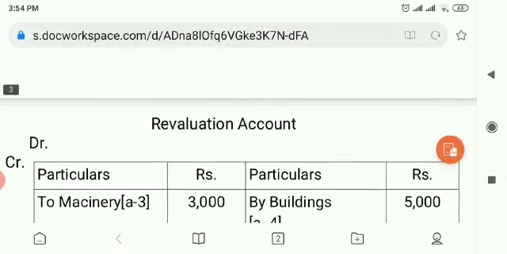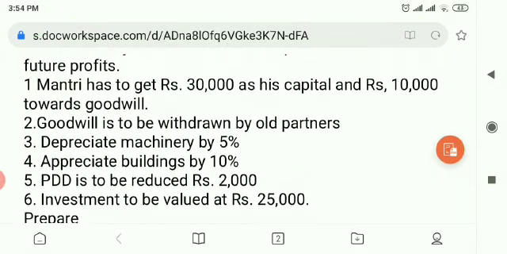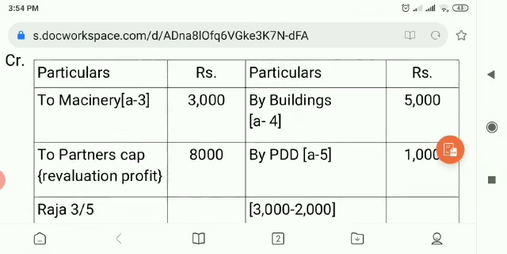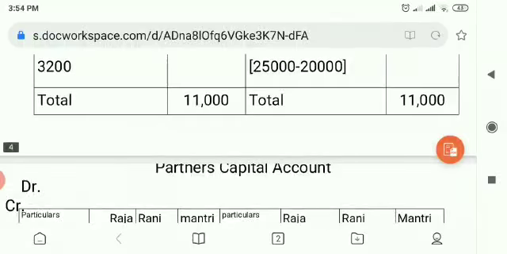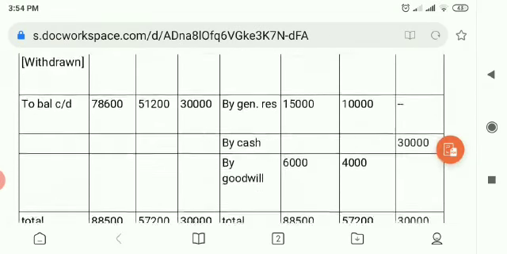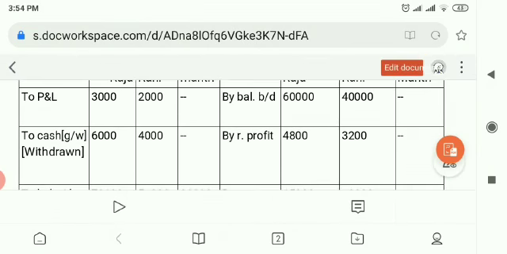Next, adjustment. They have told you goodwill is to be brought, rupees 10,000, and in the second adjustment they have told you goodwill is to be withdrawn by the old partners. So when goodwill is brought, come to your partners' capital credit, write by goodwill, distribute in the ratio of 3:2. That will be 6,000, 4,000. Same goodwill is withdrawn, and when it is withdrawn, come to the debit side of the partners' capital account.